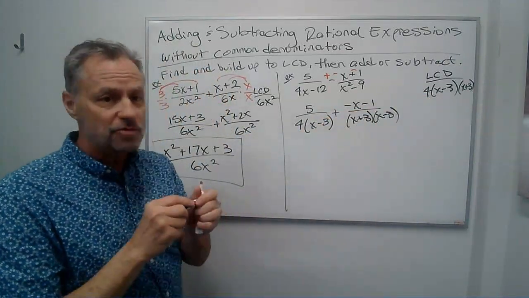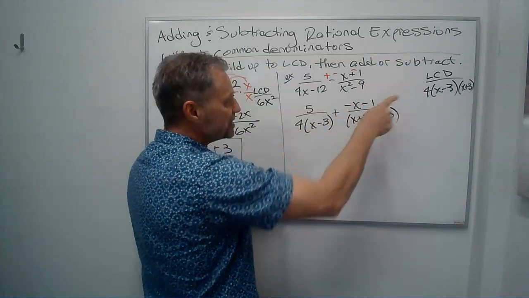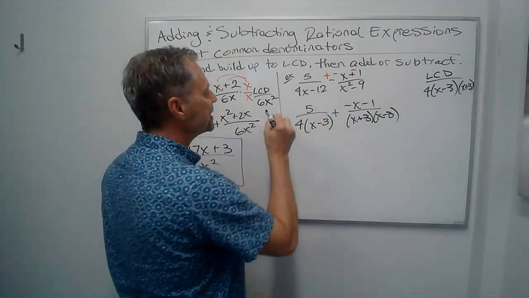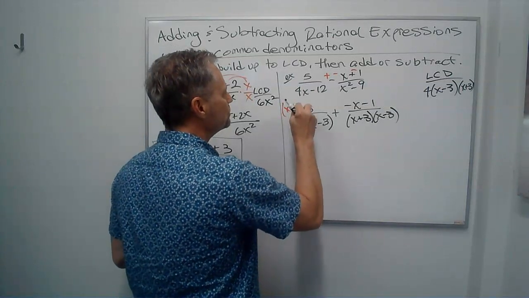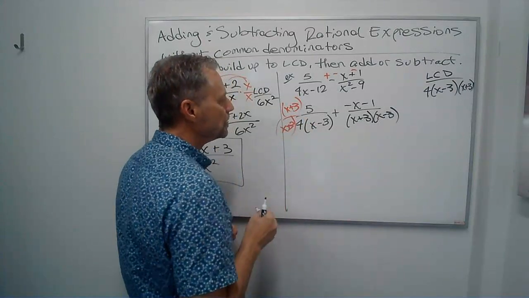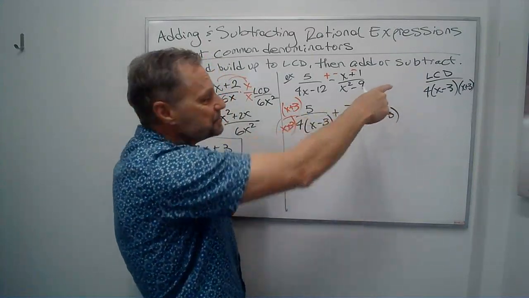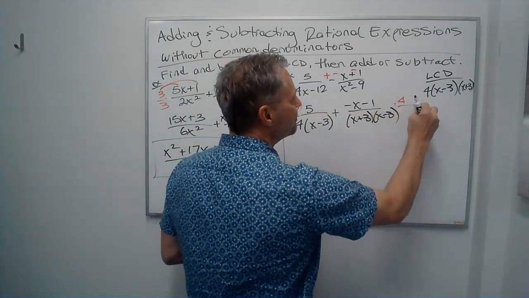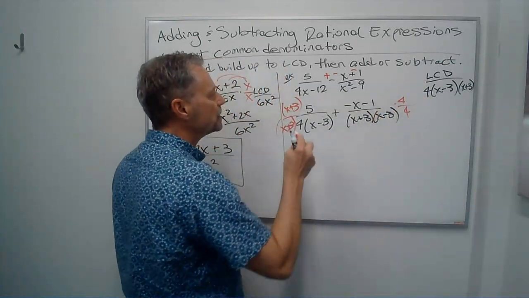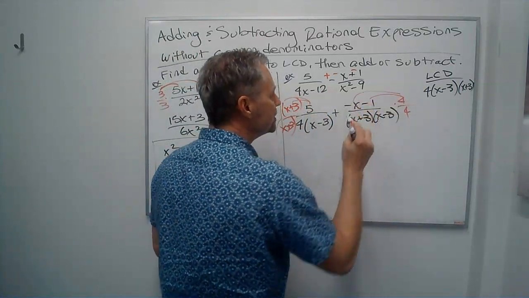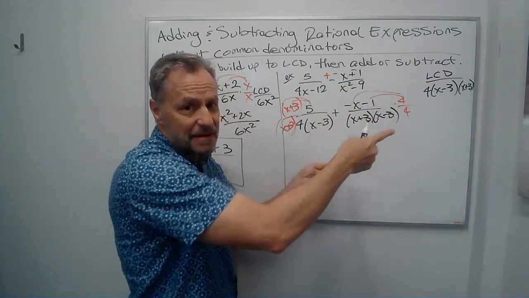And so to do that, this one's just missing the x plus 3. So I'm going to put an x plus 3 up here. I don't have to physically multiply that up. That's my LCD. And this one's just missing the 4. So I'm going to multiply by 4 over 4. So here I'm going to distribute this in. Here I'm going to distribute this in. The denominators are the same. I'm just going to keep them.